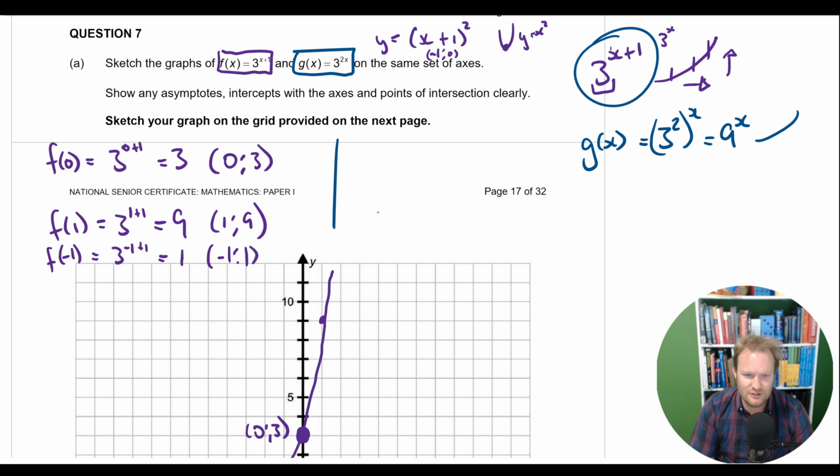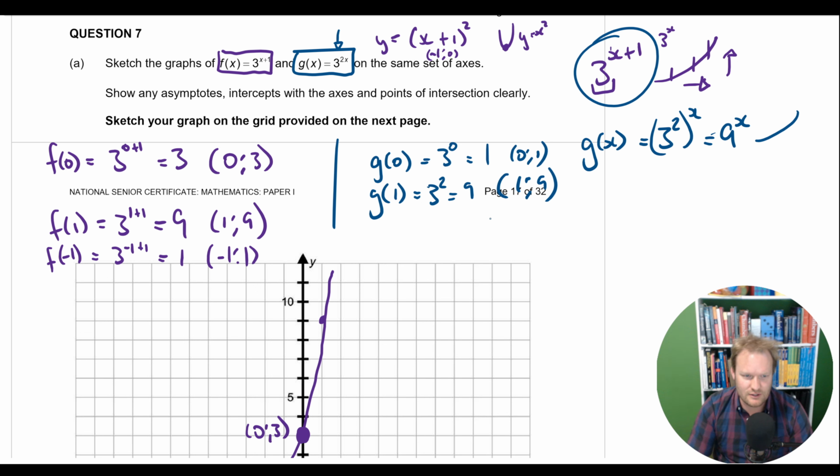So let's just plug in some values to see where we're at. Well, I already said g of 0. That's easy because that's 3 to the 0 or 9 to the 0, however you want to look at it, which is 1. In other words, 0, 1. G of 1, well, that's going to be 3 squared or 9 to the 1, whichever version you're looking at. I'm going to stick with the 3 here because I presume that's how you would have done it. So 3 to the 2 times 1, which is 9, which means that it goes through 1, 9.